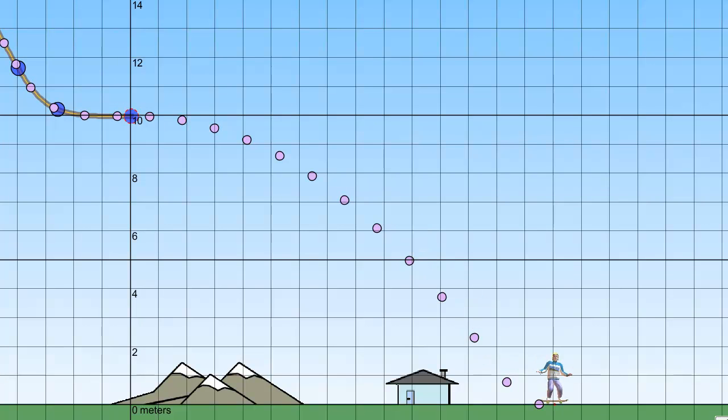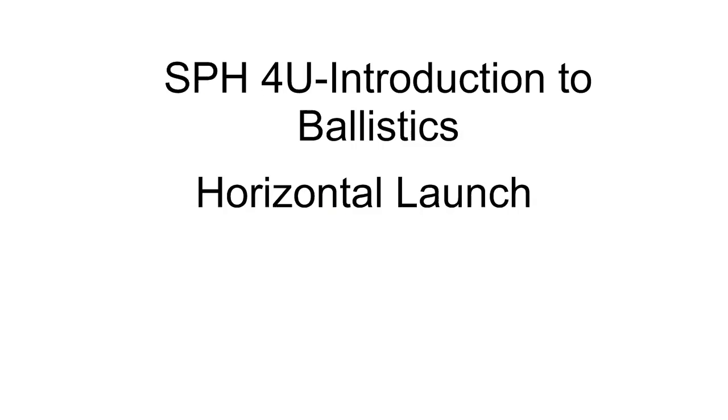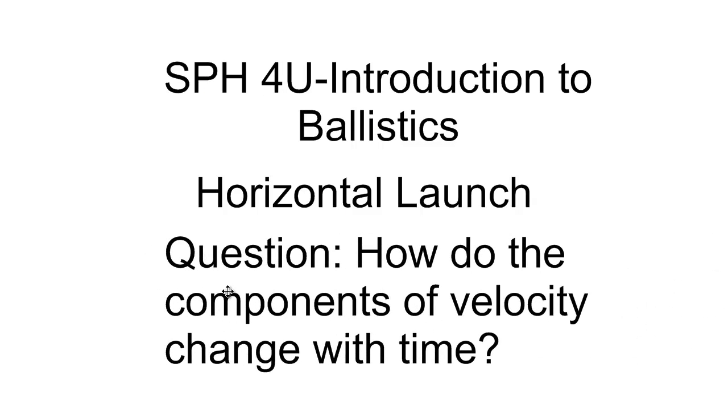Yeehaw! We're going to be starting our study of ballistics, which is the study of how projectiles move. And we're going to begin it with the concept of a horizontal launch. And I've used this skater as a sort of a horizontal projectile. And so the big question is, how do the components of velocity change with time with this horizontal launch under the influence of gravity?